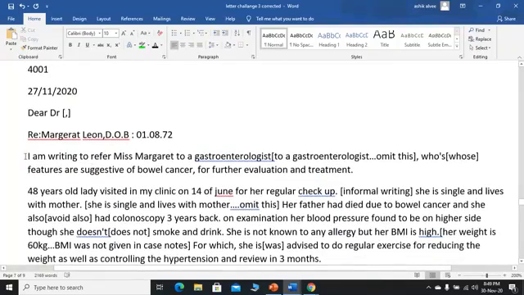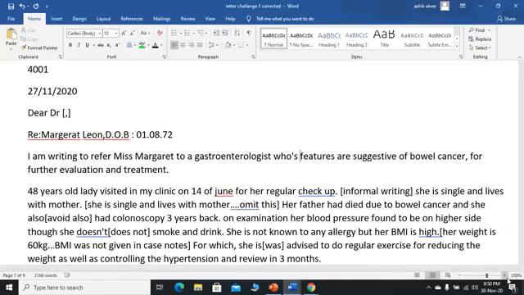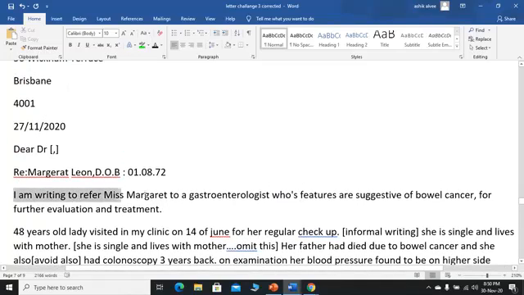1872. I'm writing to refer Miss Margaret to a gastroenterologist who's. I'm making it clear for you guys to see how this writer wrote the letter. This is how the writer wrote the introduction. I'm writing to refer Miss Margaret to a gastroenterologist whose features are suggestive of bowel cancer. Now, three mistakes in this one line.